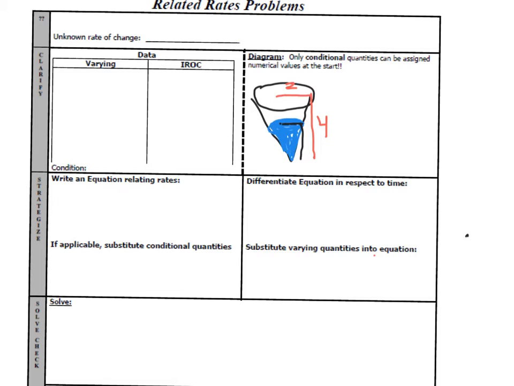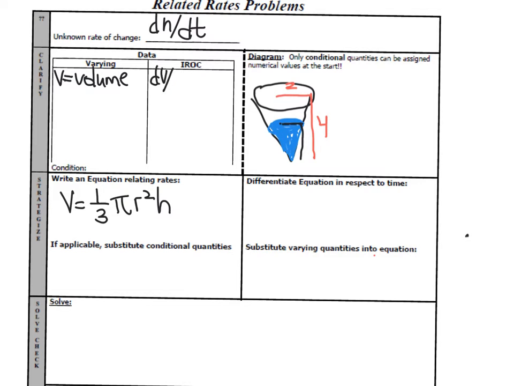So let's start talking about the things that we know and don't know. Our unknown rate of change is the height. I want to find the change in height over time. That's the goal. Now we can see they told us the formula we're going to use is volume equals 1/3 pi r squared times height. V will represent volume. Now, do we know the change in volume over time? Yes, I believe that was given in the problem. That was 2 meters cubed per minute.